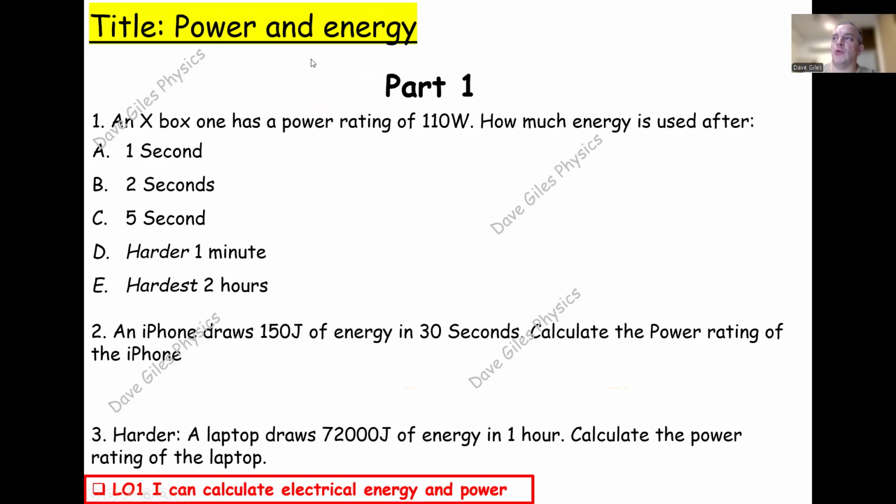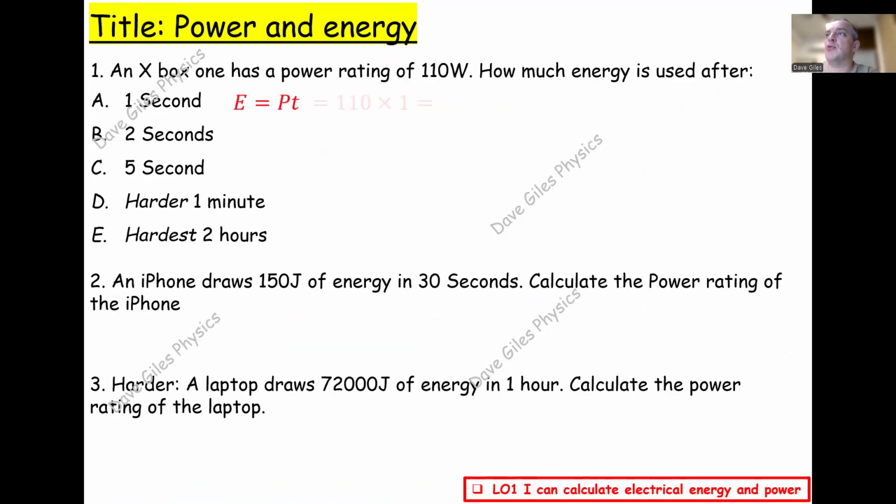Okay. Here are some questions for you to have a go at. Pause it, and I'll put the answer on in a few seconds. And here come the answers.